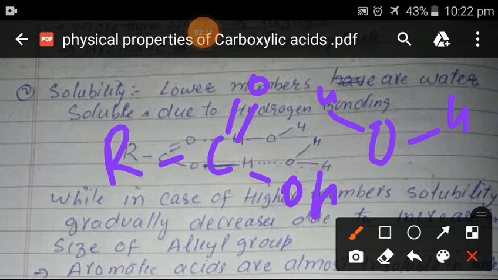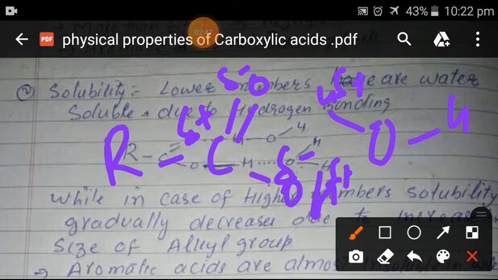What happens is that the oxygen carries a slightly negative charge, and this hydrogen will carry a slightly positive charge. Similarly in this case, there is a polarity, it carries a slightly positive charge because hydrogen is less electronegative than oxygen. As a result, these two oxygens, first oxygen and second oxygen, get bonded by means of this hydrogen bond.